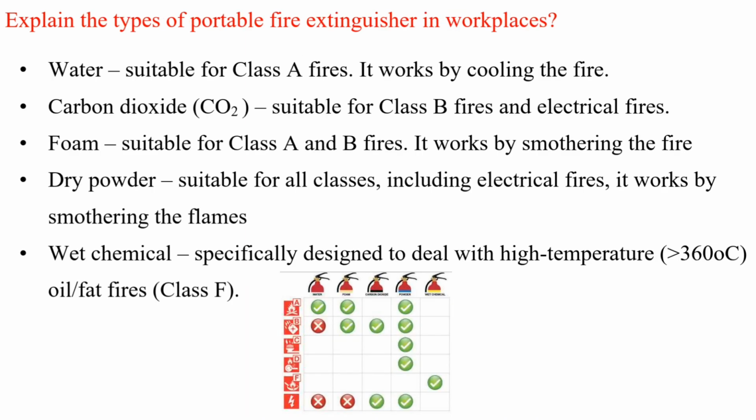Explain the types of portable fire extinguisher in workplaces. Water. Suitable for Class A fires. It works by cooling the fire. Carbon dioxide, CO2. Suitable for Class B fires and electrical fires. Foam. Suitable for Class A and B fires. It works by smothering the fire. Dry powder. Suitable for all classes, including electrical fires. It works by smothering the flames. Wet chemical. Specifically designed to deal with high temperature, 360 degrees, oil and fat fires, Class F.